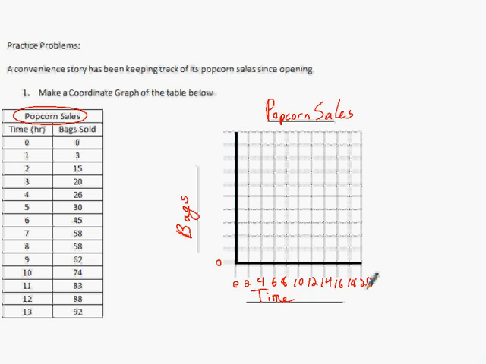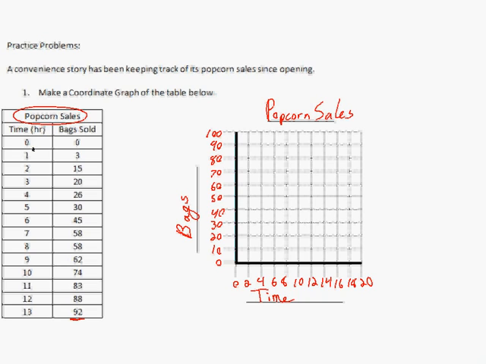Now, bags, I need to go all the way up to 92. So I'm going to count by tens. 10, 20, 30, 40, 50, 60, 70, 80, 90, 100. Works for me. Now let's graph.